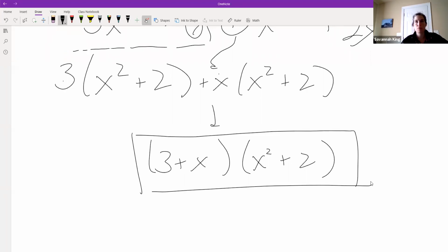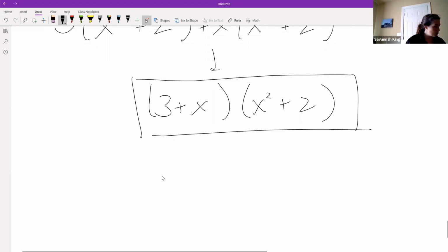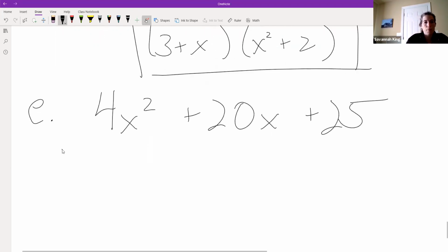So there were 2 back-to-back problems that kind of relied on the same ending to the problem, but the way they started was different because of the different numbers of terms. Okay, part E here. 4x squared plus 20x plus 25, back to 3 terms.